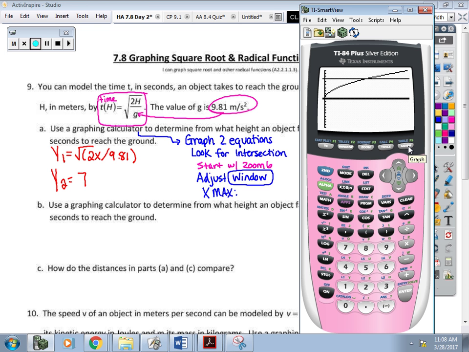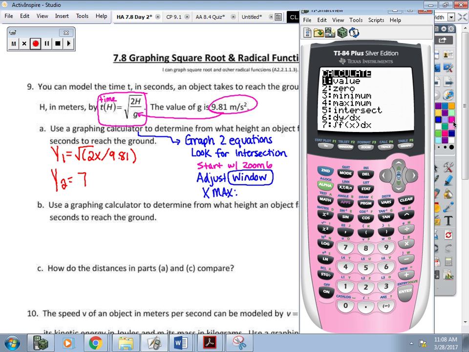And that's good. You can see the curve coming up and going through the line y equals 7. Now, who remembers how to find the intersection? Bree? Second trace. Good. We're going to press second trace and option 5.